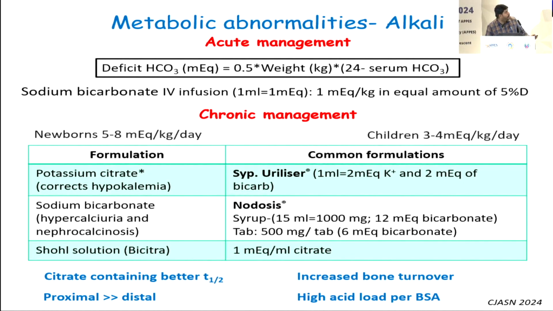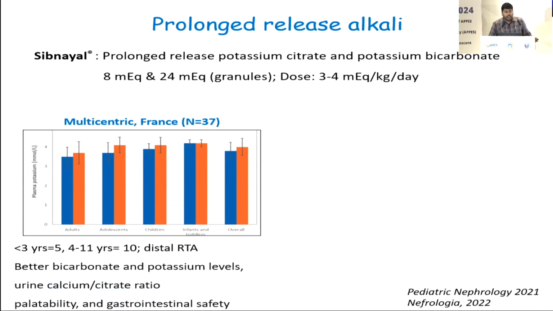So the dose required would be, for newborns, around 5 to 8 milliequivalents per kg per day, and for children it is 3 to 4, and when it comes to adolescents and adults it would be 1 to 2 milliequivalents per kg per day. So it has to be given frequently, almost 6 hourly. So that always has an issue with compliance.